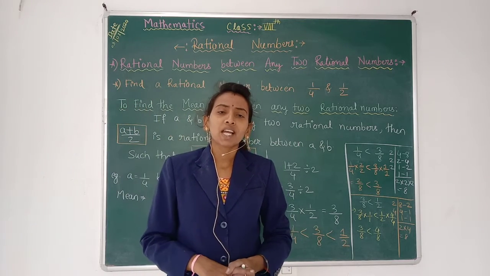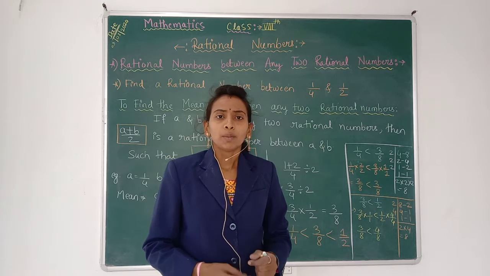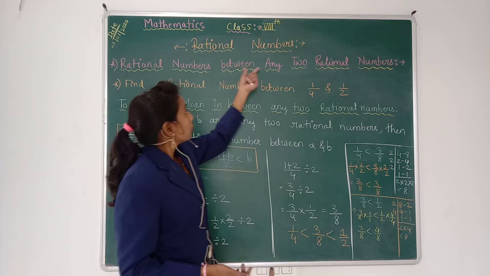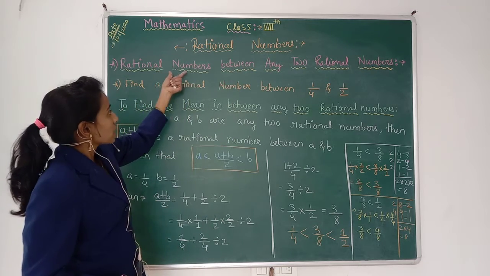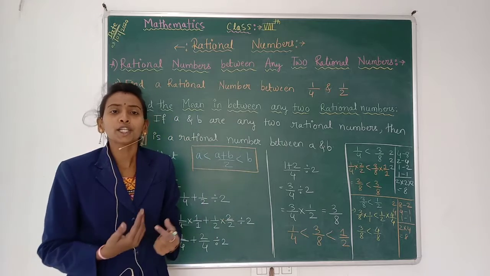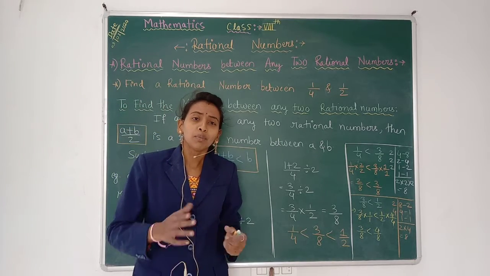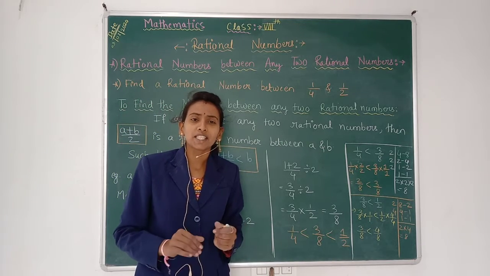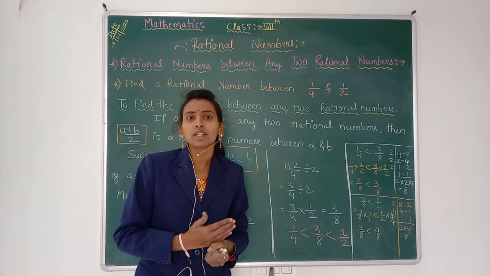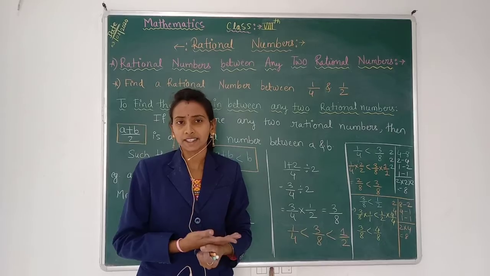In our previous class, we discussed rational numbers. In that, we were finding rational numbers between any two rational numbers. If any two rational numbers are given, in between them we found 3 rational numbers, 10 rational numbers, 5 rational numbers, like that.